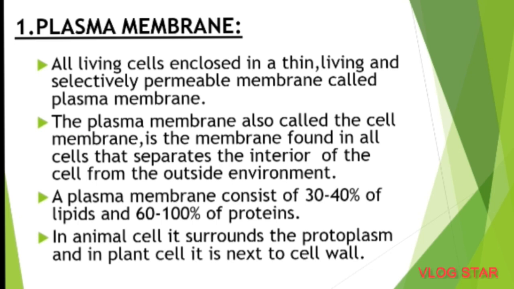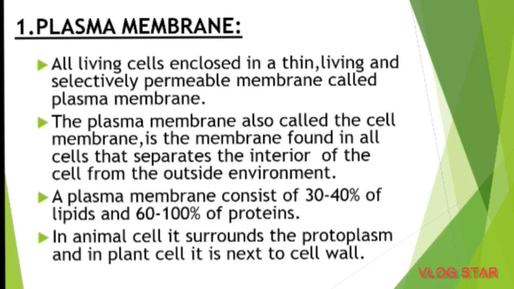Plasma membrane. All living cells are enclosed in a thin, living and selectively permeable membrane called plasma membrane. Selectively permeable means the cell membrane is the one through which certain molecules or ions pass by means of active and passive transport. The plasma membrane is also called the cell membrane. It is the membrane found in all cells that separates the interior of the cell from the outside environment.